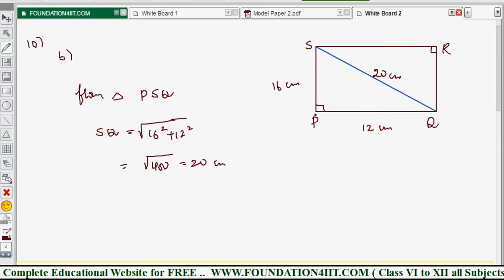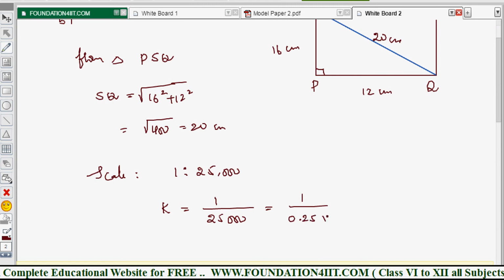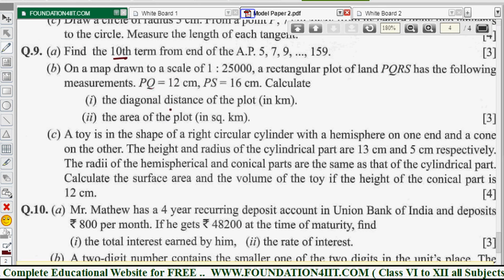Now let's take the K value. The scale is given as 1:25,000. Then K is equal to 1 by 25,000. We can write it in the simplest form as 0.25 into 10 to the power 5 in the denominator. That is the K factor. Now, we need to find out two things, the first being the diagonal distance of the plot in kilometers.